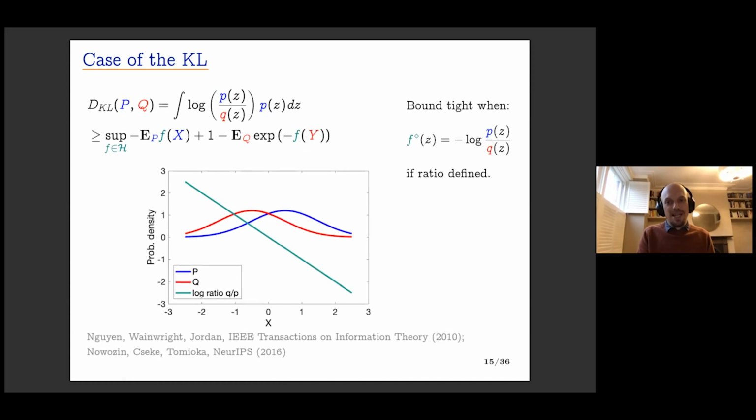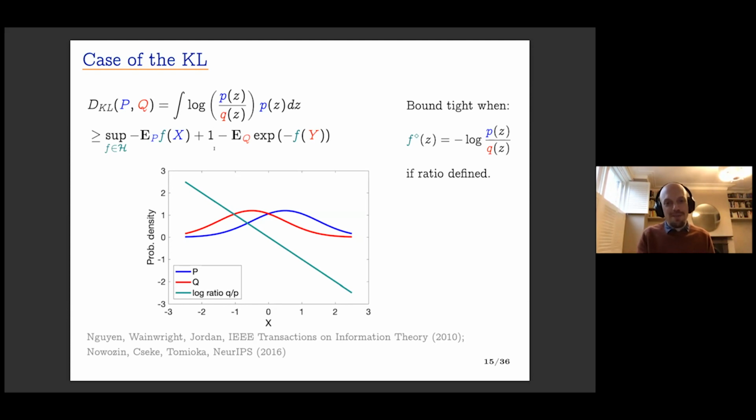Right? What is the f diamond that maximizes the lower bound? Well, the f diamond, using this minus f plus 1 parameterization, is the negative log ratio of p to q. Here is an example where p and q indeed have a well-defined ratio, and in green, I've plotted the f diamond, so the f that maximizes the lower bound for these two Gaussians with different means. And you can see that the log ratio is a straight line. So that is the f that maximizes the lower bound.